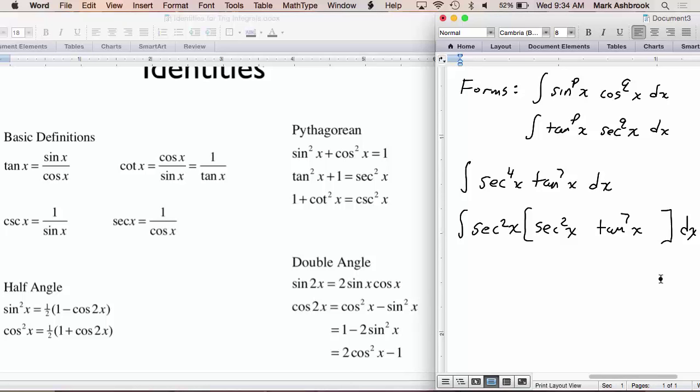What was my goal? Everything in the brackets written in terms of tangent. So can I do it? Can I get everything written as tangent? And what would I do? Yeah, use the Pythagorean identity. So secant squared, I can make it equal to tangent squared plus 1.